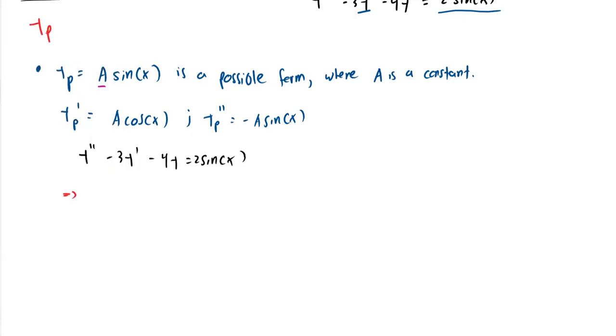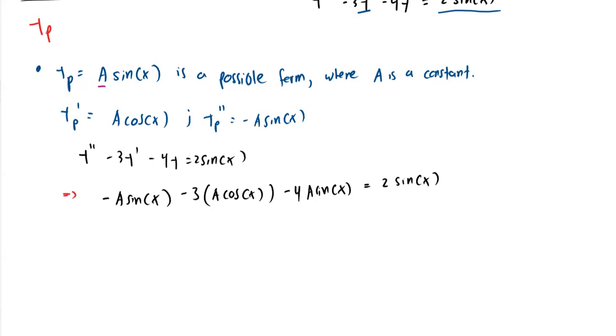So what do we get? y double prime is negative a sine x, and then minus 3 times y prime, which is a cosine x, and then minus 4y, which is a sine x. And hopefully this is equal to 2 sine of x.